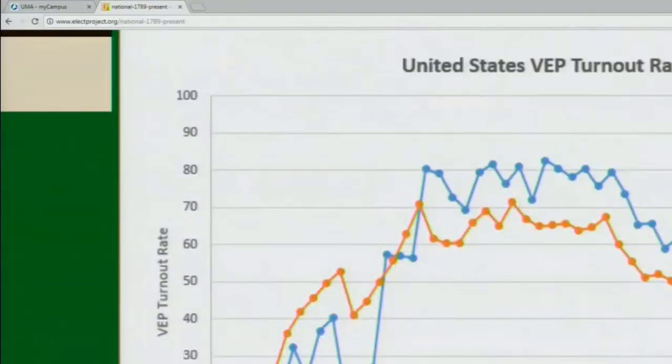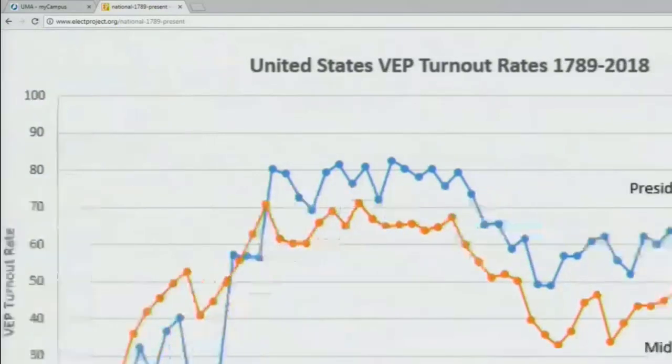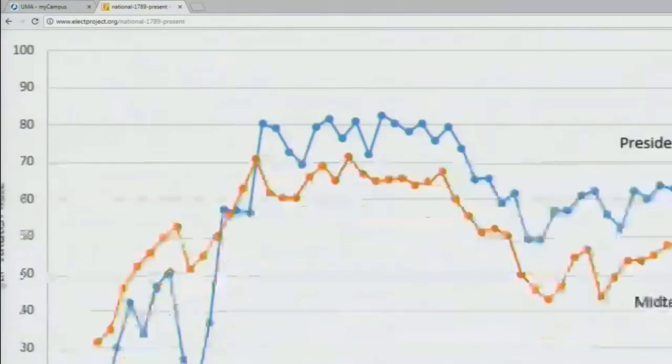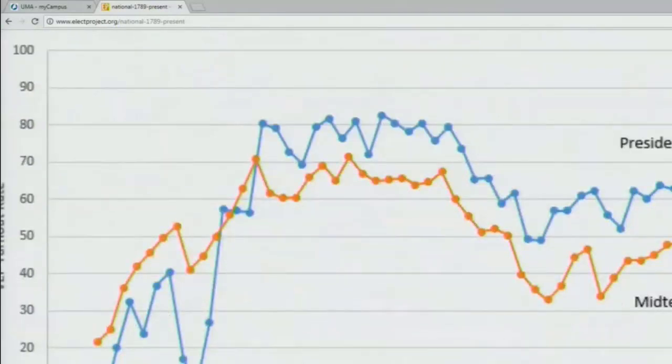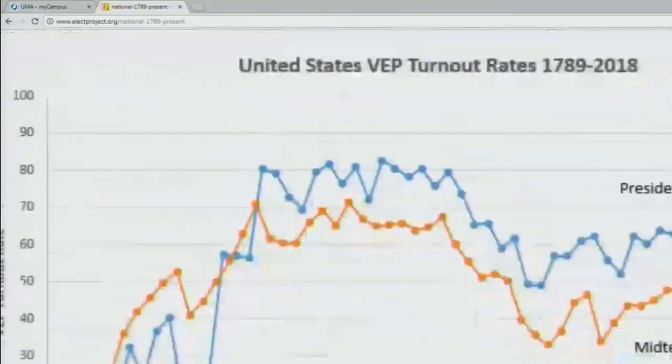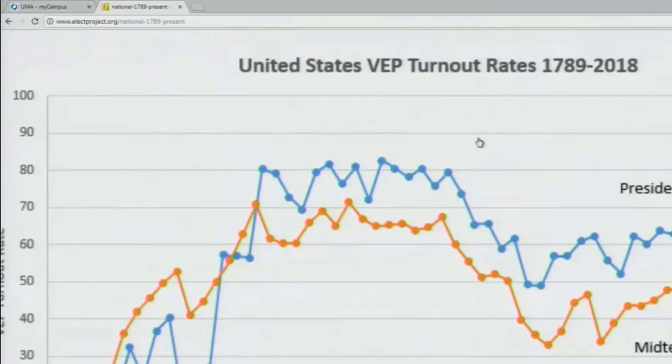Okay, and that's of turnout rates from 1789 to 2018. There it is, 1789, and there's 2018. Oh, and they have these pretty lines in there. Blue lines and orange lines. And these are all the observations.